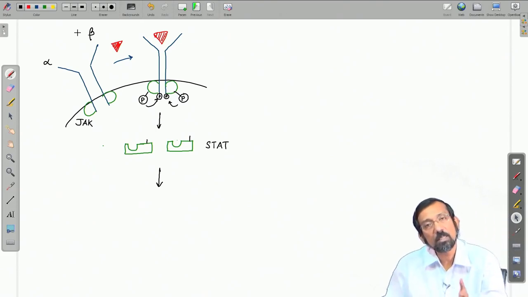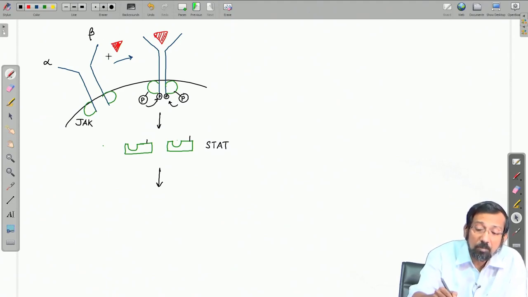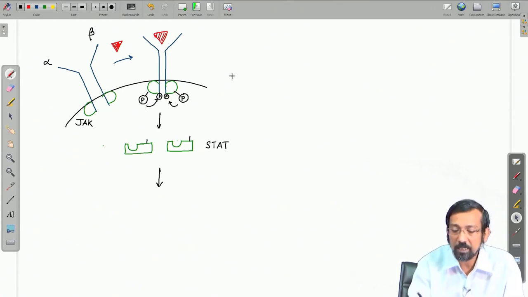They are associated with the alpha and beta subunits of the receptors. Whenever there is binding of a cytokine or a ligand to this receptor, this JAK is activated. So the first step is activation of JAK.